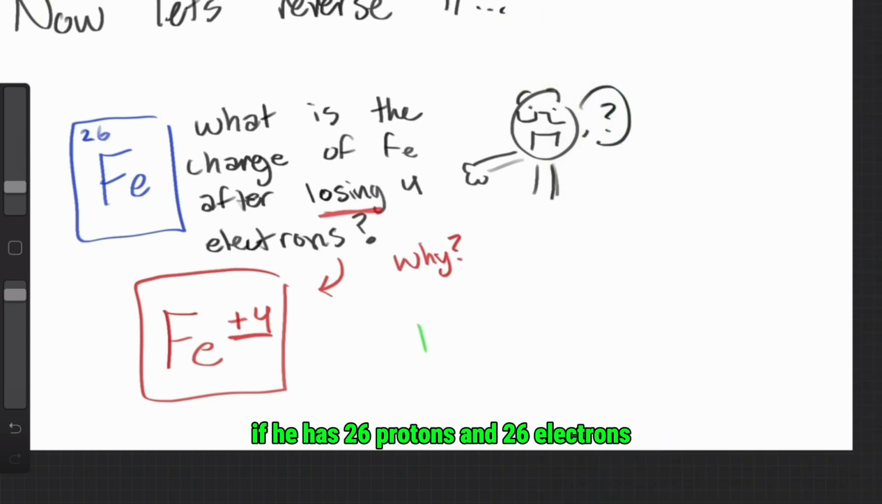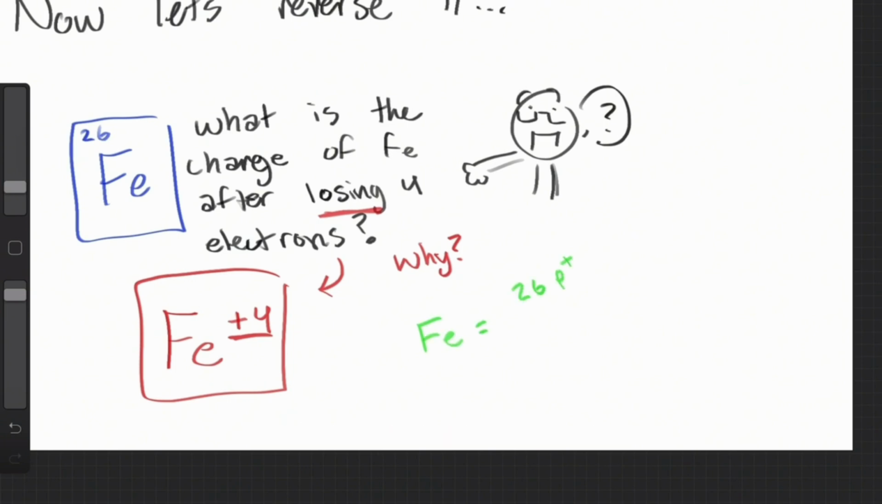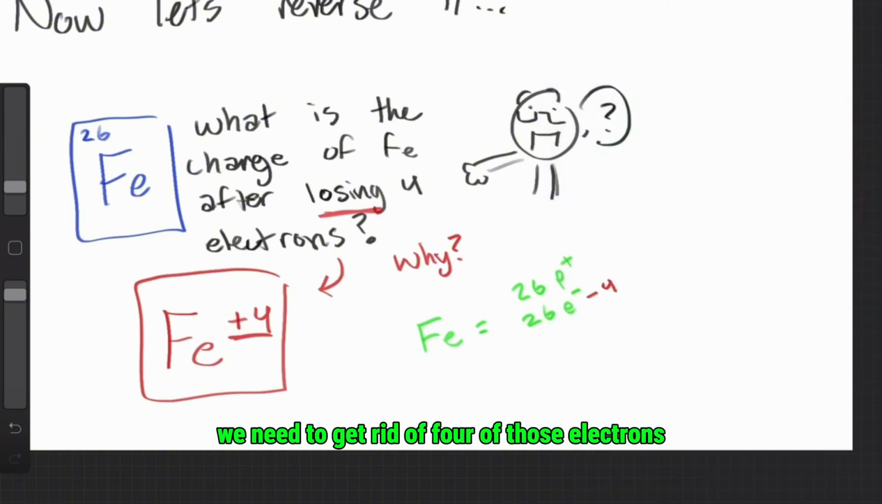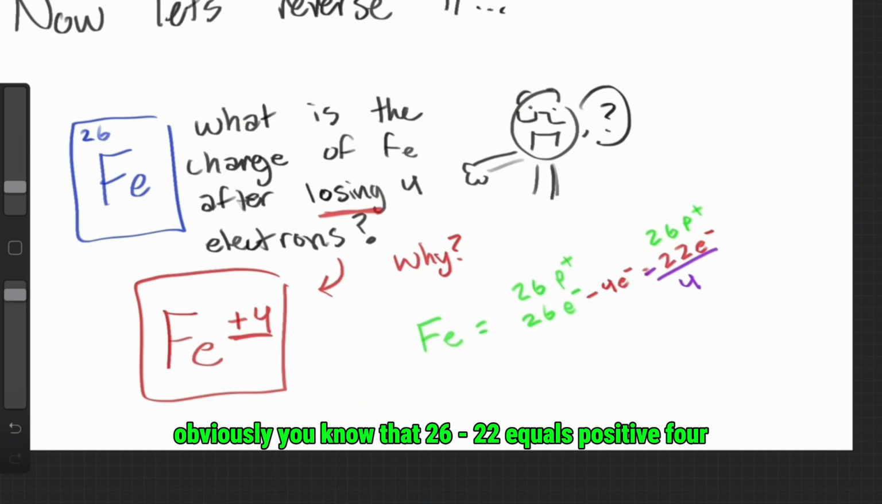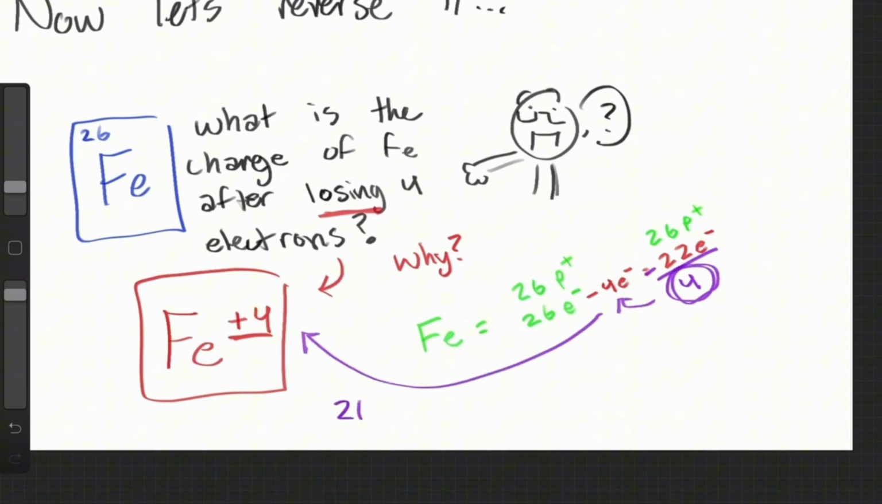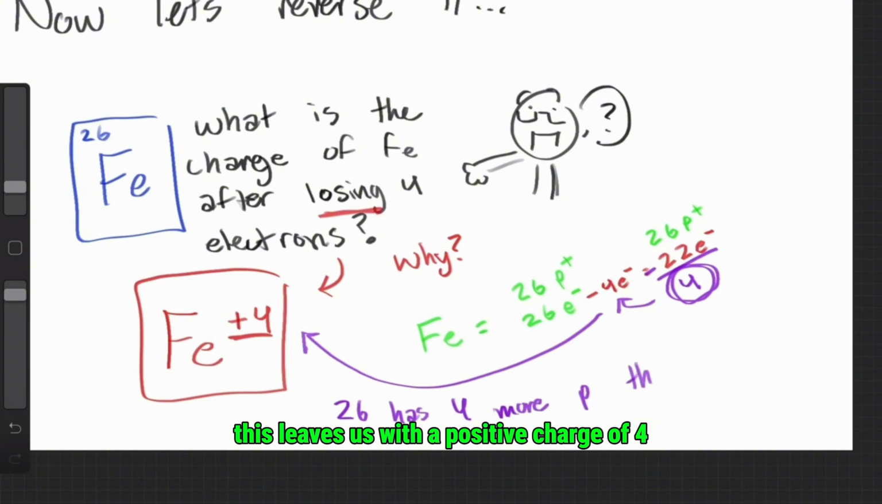As you can see, iron has 26 protons and 26 electrons. Since we want a positive charge, we need to get rid of those electrons. Now, we only have 22 electrons, but we still have 26 protons. Obviously, you know that 26 minus 22 equals positive 4. This leaves us with a positive charge of 4 on our ion.